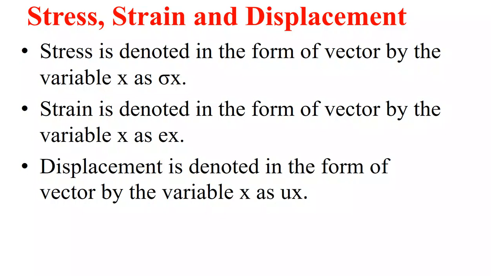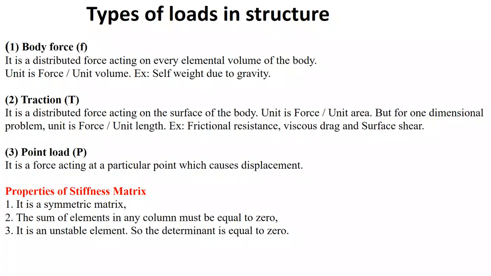Then displacement is denoted in vector form by the variable in the x direction as u of x. So the object is located in the x direction, and all deformation or strain occurs only in the x direction for bar elements. Next, we want to find the types of loads acting on a structure. In general, loads are commonly classified into three conditions for applying to structures.